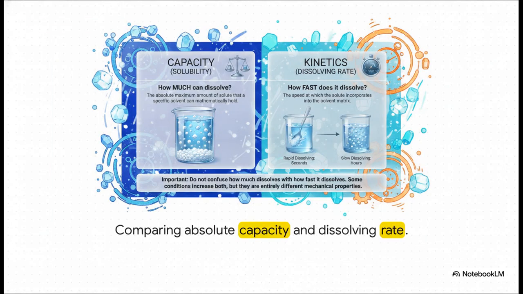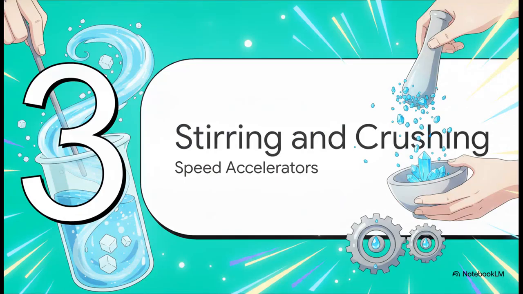Think of it like a scale versus a stopwatch. The scale represents capacity. Maybe the water is totally saturated and literally cannot hold even one more molecule. The stopwatch represents kinetics, the vast difference between a powder dissolving rapidly in seconds versus a solid chunk taking hours. As we're going to see next, some of the physical levers we can pull only affect the speed, while others affect the whole shebang. Okay, Section 3, accelerators, stirring, and crushing.